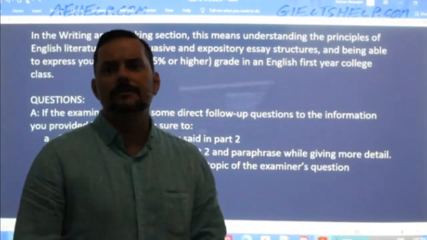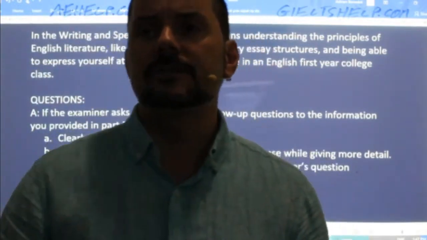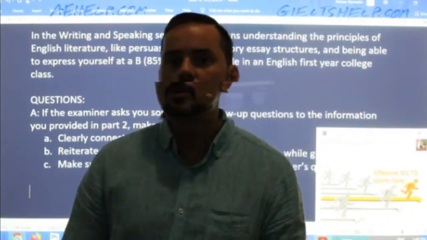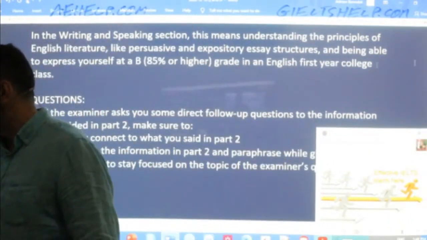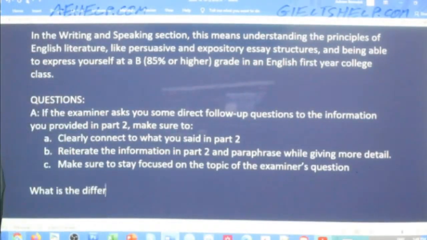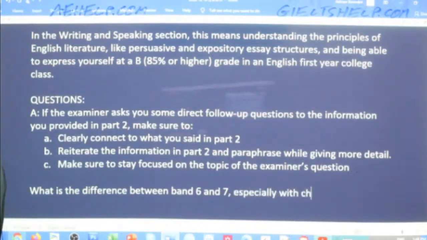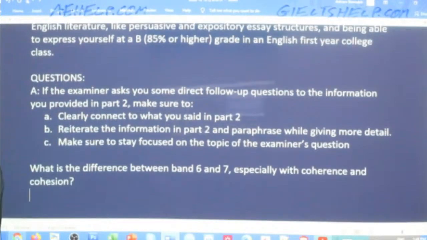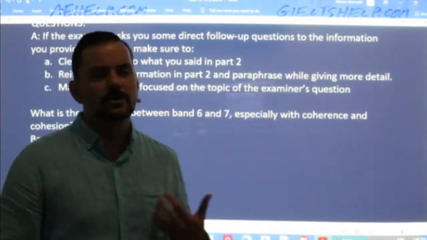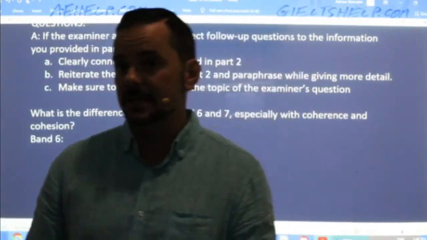Ferdovs is asking, can you explain the difference between a 6 and 7 band score, especially in coherence and cohesion? Yeah, I can definitely do that for you. Sure. So band 6, and you can find the descriptions online, although it's a little bit difficult to sometimes figure out what that actually means, okay?